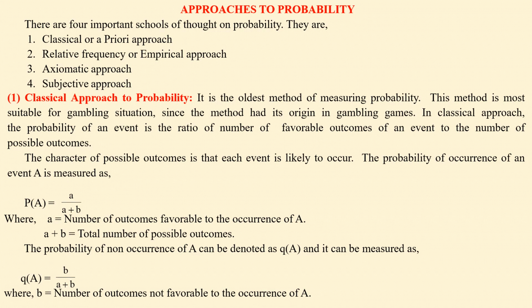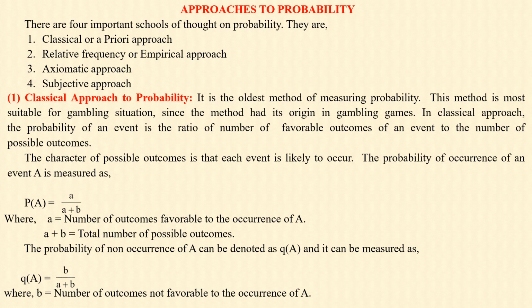For example, in the tossing of coins, there are 2 outcomes total. The expected outcome head means 1, thereby 1 by 2. Then the character of possible outcome is that each event is likely to occur. The probability of occurrence of an event A is measured as P(A) equal to a by a plus b. Here a is the number of outcomes favorable for the occurrence of A, and a plus b, that is small a plus small b, is the total number of possible outcomes.